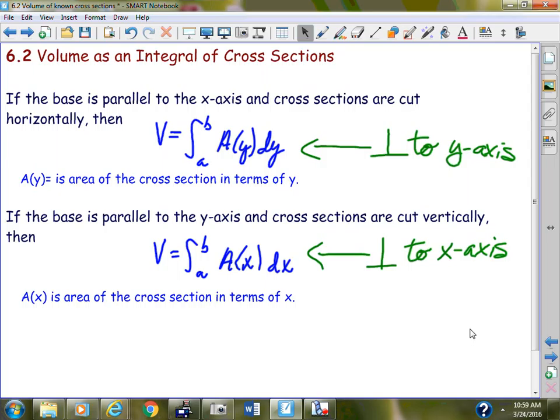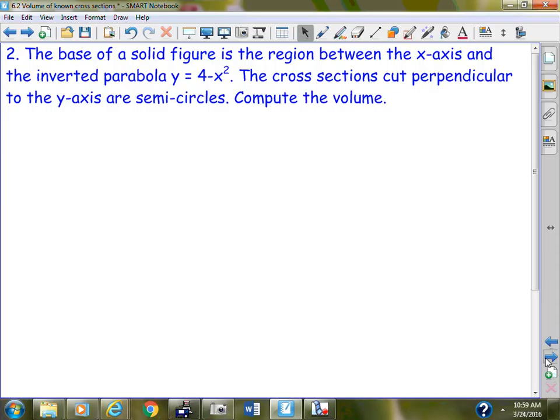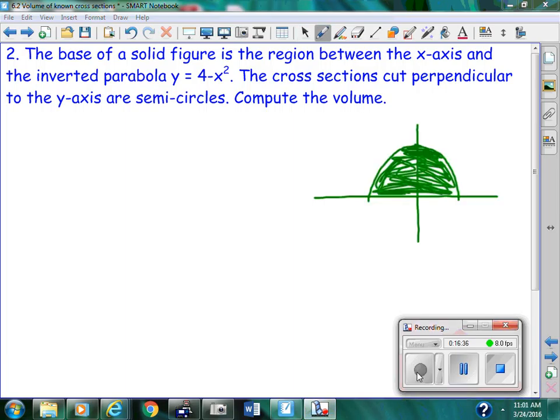All right, so let's look at an easier problem than the target problem that's still the same type of thing. This is my example number 2. It says we've got the base of the solid figure, the base of this paperweight, is the region between the x-axis and the inverted parabola y equals 4 minus x squared. So that's what the bottom of the solid looks like.